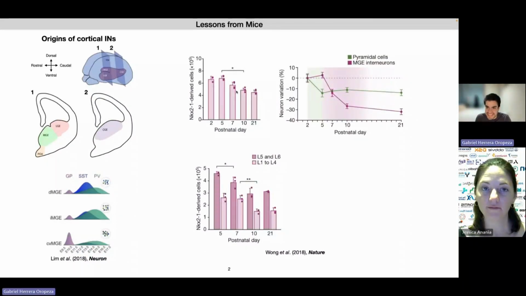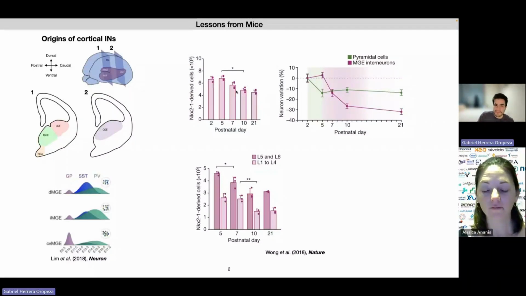But the interesting thing is that interneurons are generated in excessive numbers during development. So after they reach the cortex, they have to adjust their numbers to the proper final numbers. Why is this important? Because interneurons control the activity of the excitatory neurons. And why is this important again? Because when there's too much activity, this can lead to different disorders, for example, epilepsy and schizophrenia. So it is important to have the proper numbers of interneurons and excitatory neurons in the cortex.